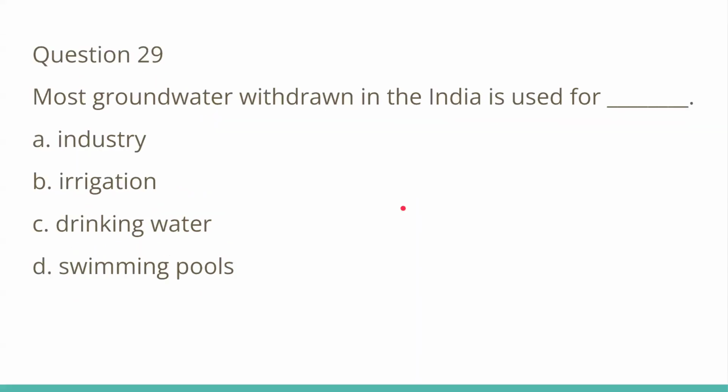Next, most groundwater withdrawn in India is used in which sector? Is it the industrial sector, irrigation, drinking water, or swimming pool?